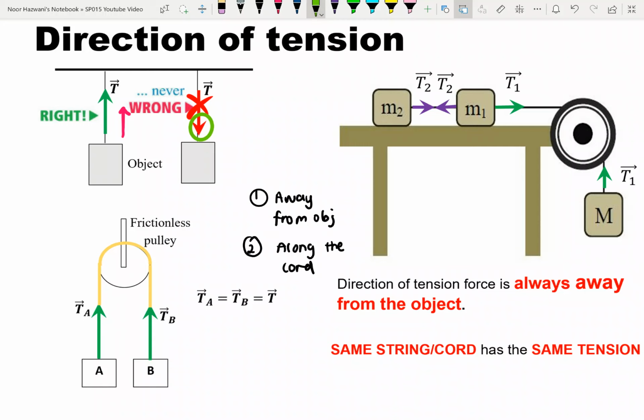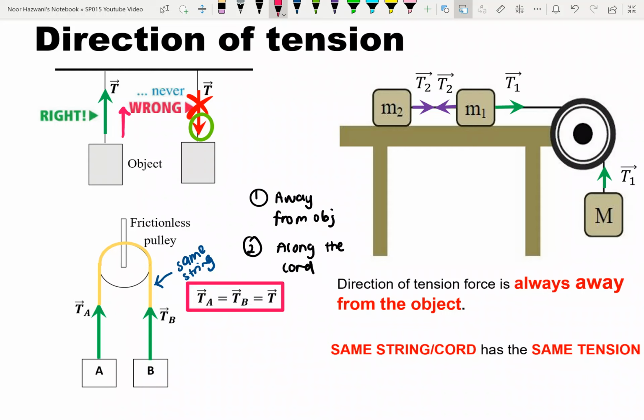Okay, when you have two objects, for example you want to look at object A. This is object A, this is the string. Your arrow must be along the string, but the direction of the arrow must be away. And if you notice, the yellow rope, the yellow string, is the same. This is actually the same string. As I said earlier, when it is the same string, the tension will be the same. That is why it is written here, TA, TB equals T. Means what?